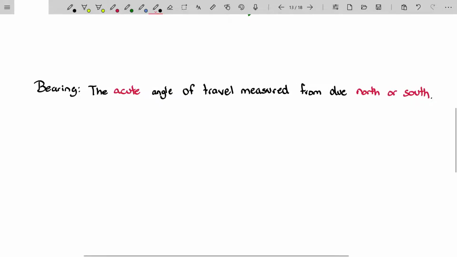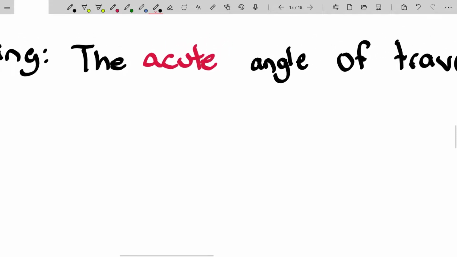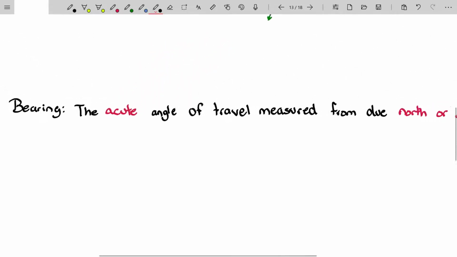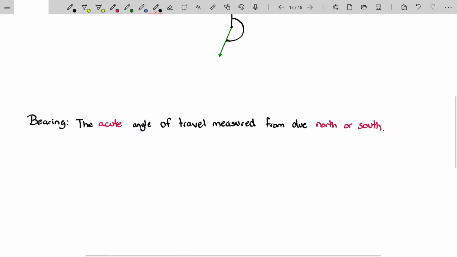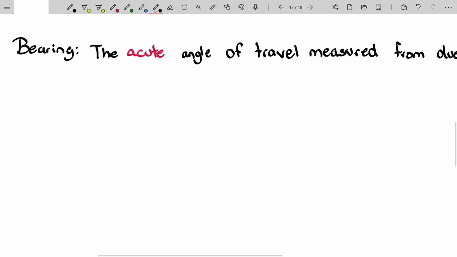Notice in red here, the very important statement, it is an acute angle. So it's less than 90 degrees. And it's measured from due north or south, just depending on how you'll get that angle to be measured to be acute. And the notation for this needs its own definition.